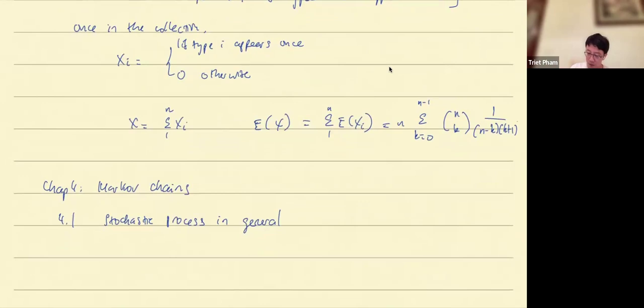So first of all, the most general definition of a stochastic process is a family of random variables indexed by time.